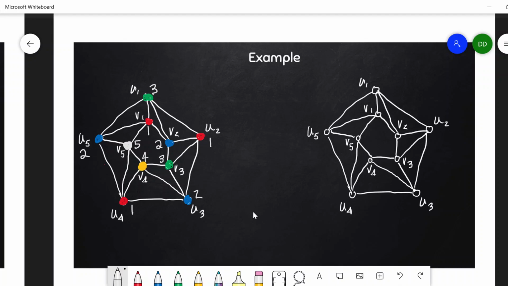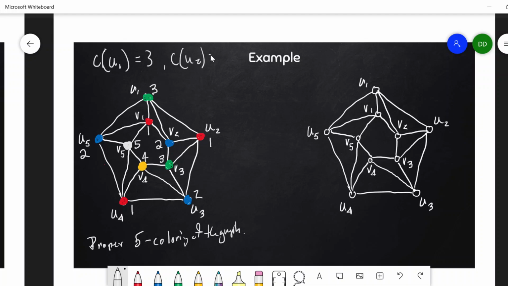And so what we've done here is we've given a proper 5 coloring of the graph. Right, and just to illustrate this notation, the color on vertex, let's say U1, is 3, and the color on U2 is 1, etc. Just to see this as a function.